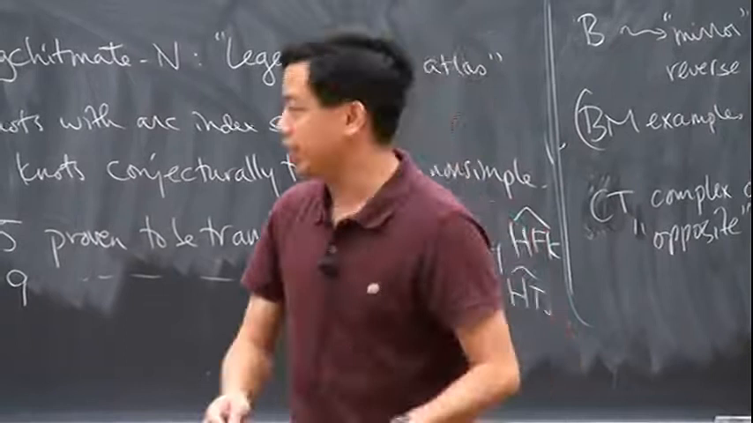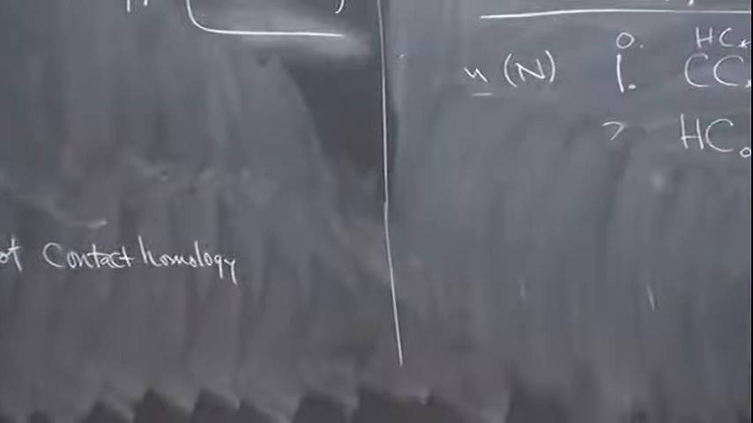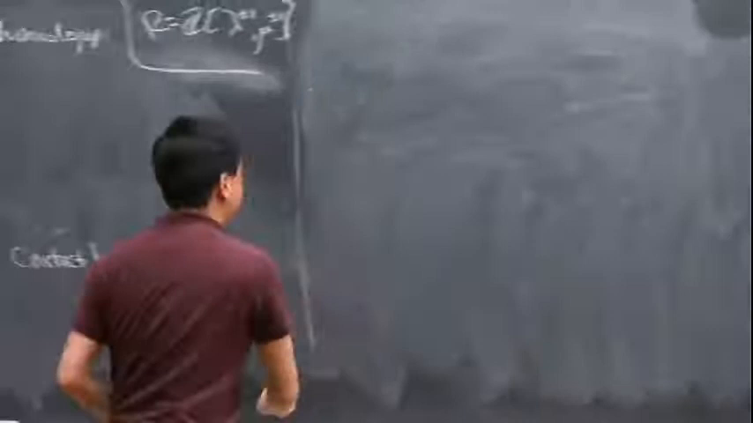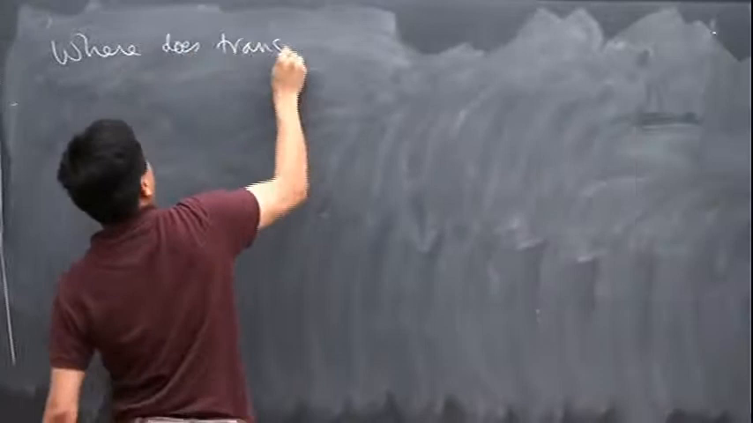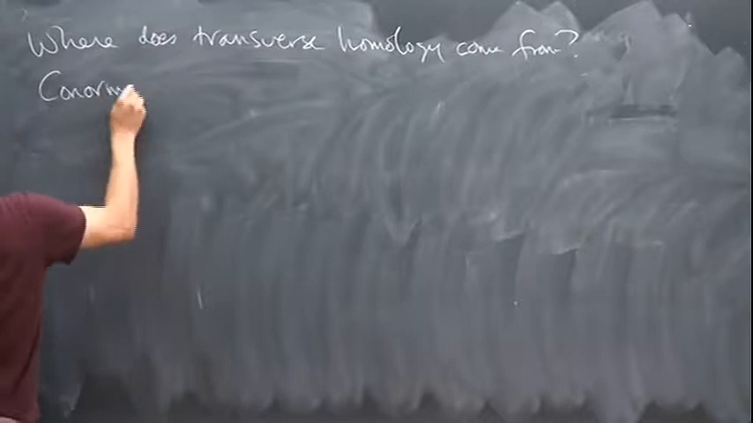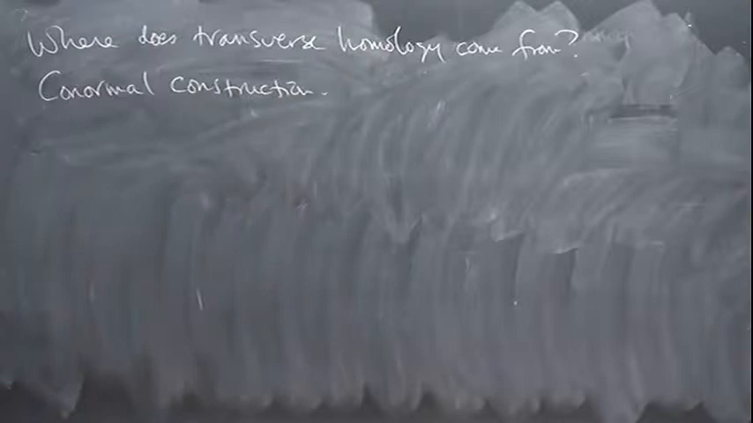Okay, so, great, so I have 5 minutes to give the other half of my talk. So this will be pretty brief. Since I've been very coy about where this comes from, let me try to say something about where this transverse homology comes from. And this is this conormal construction that I mentioned before. And the idea, so I'll tell you the idea up to this recent work.